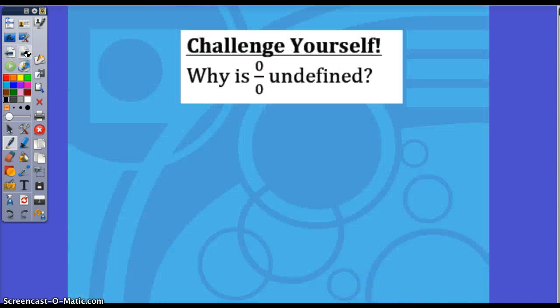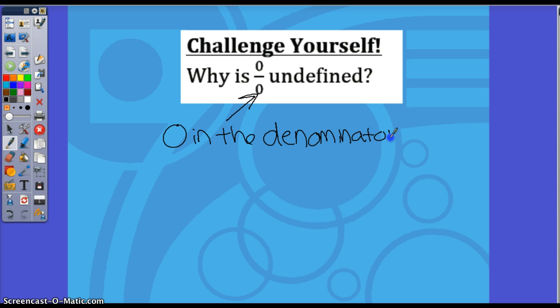And last but not least, let's challenge ourselves. Why is 0 over 0 undefined? It's because you have 0 in the denominator. Essentially, can you split 0 into 0 ways? It's just kind of weird, doesn't really make sense.